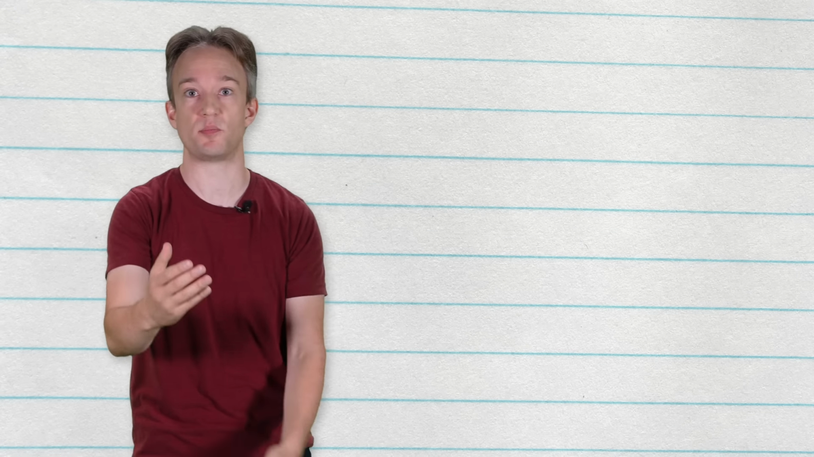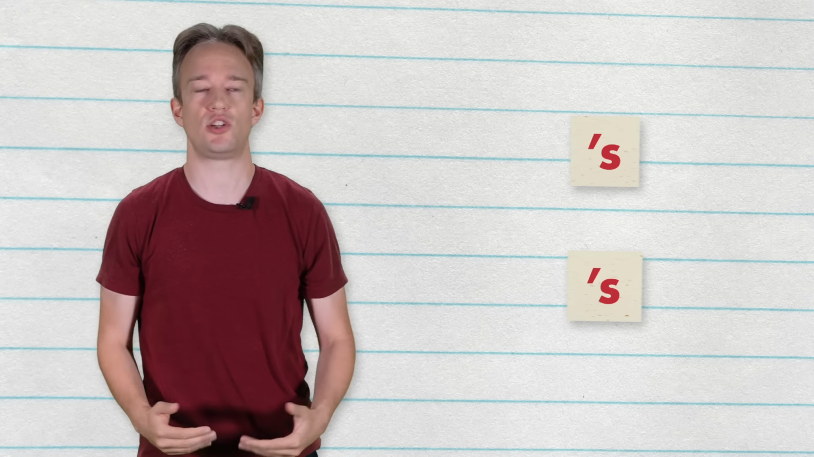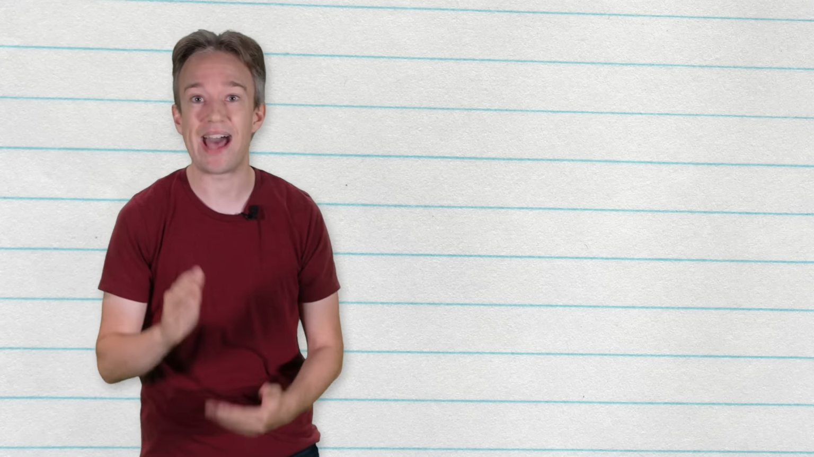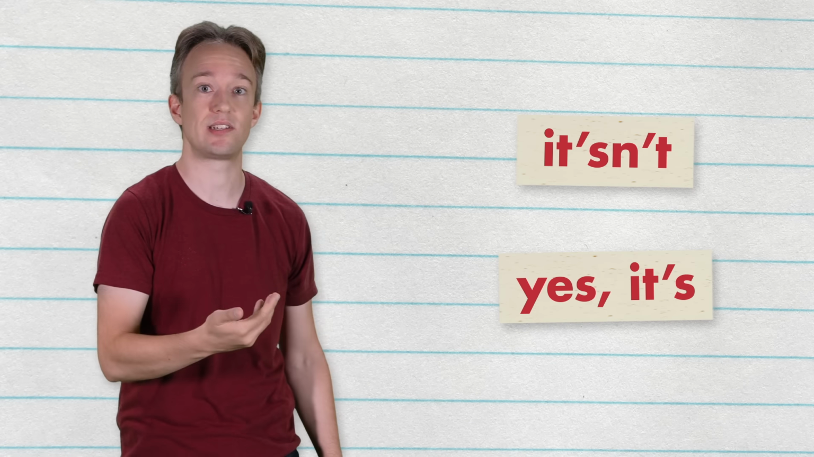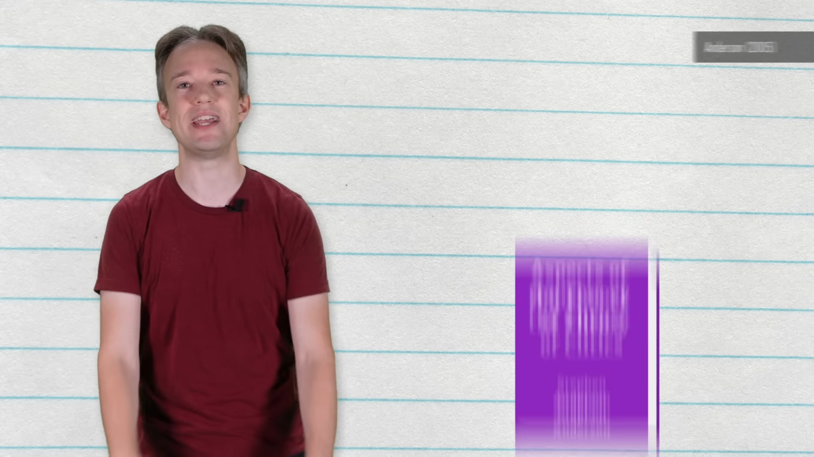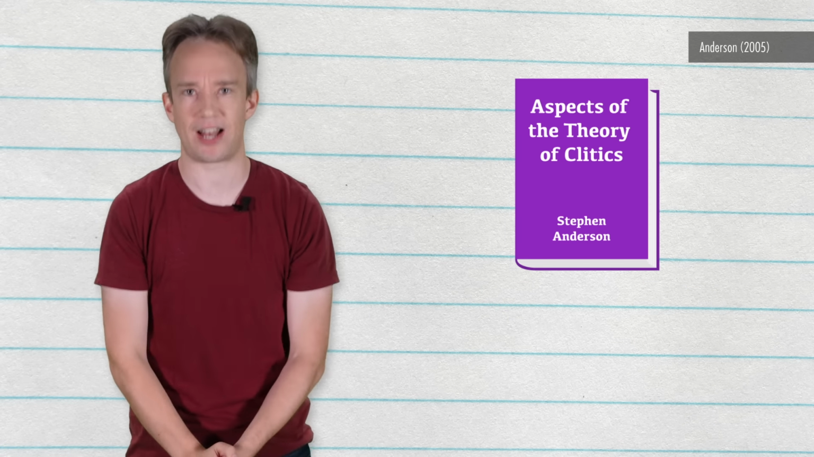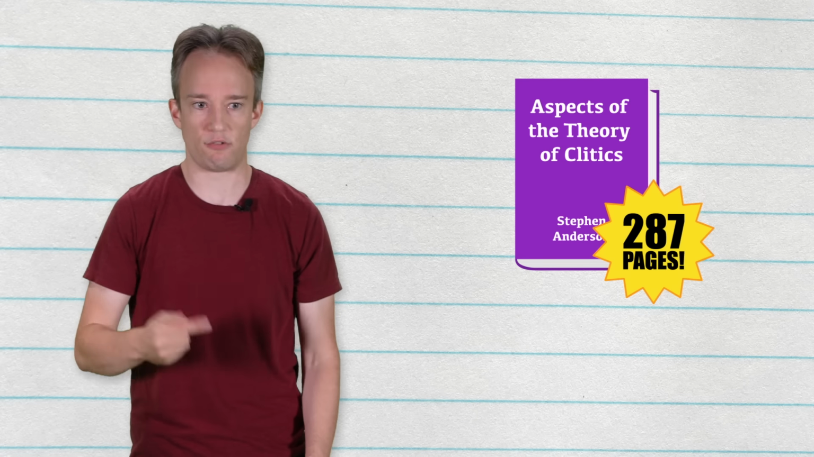But that doesn't explain why it doesn't work sometimes. If it was always possible to contract is and has down like that, there might be an argument that it's just a pronunciation thing. There has to be some additional reason that means it'sn't and yes, it's are ungrammatical. Now, if you want the full answer to that, you can read Anderson's Aspects of the Theory of Clitics, but a quick warning, it is 287 pages long, not including the references and indices.